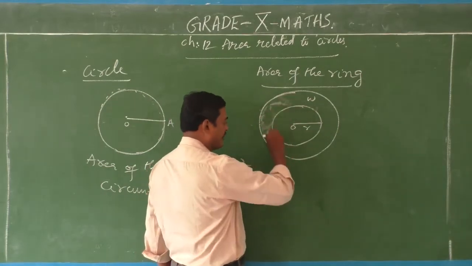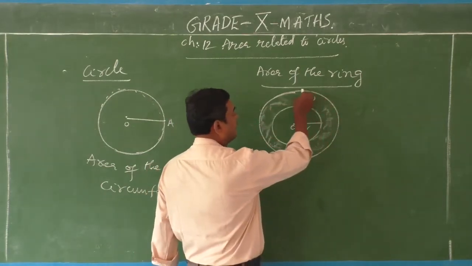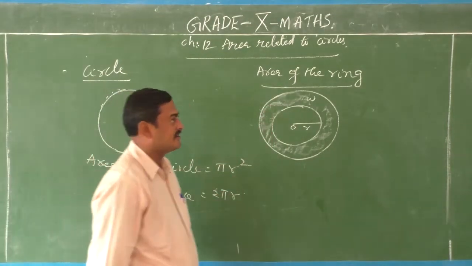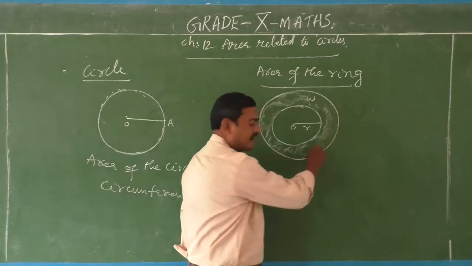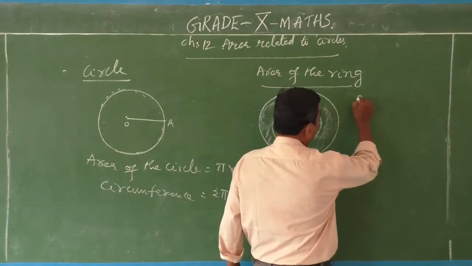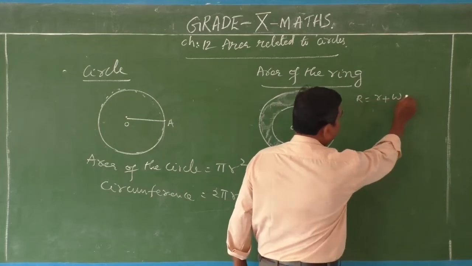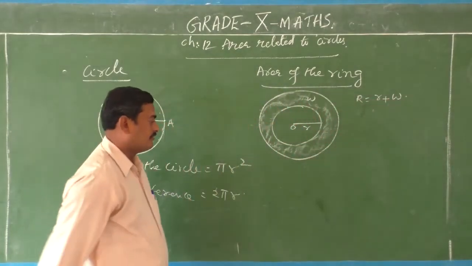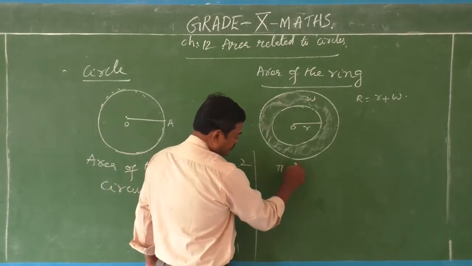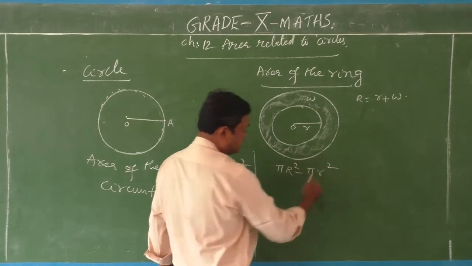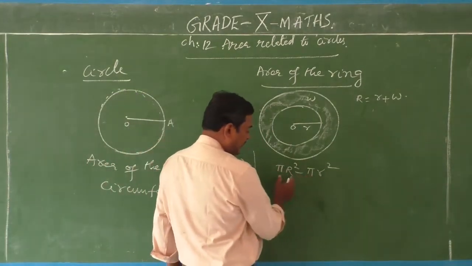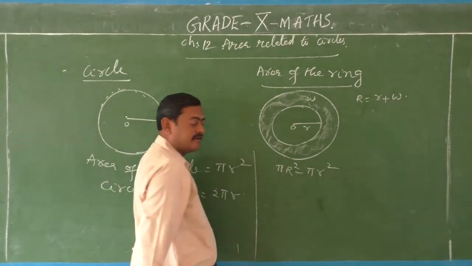Now we need to find the area of the ring, or another name, the area of an annulus. Capital R equals small r plus width. Now how can we find the area of the ring? It is the outer circle minus the inner circle. Area of ring equals pi capital R square minus pi small r square.